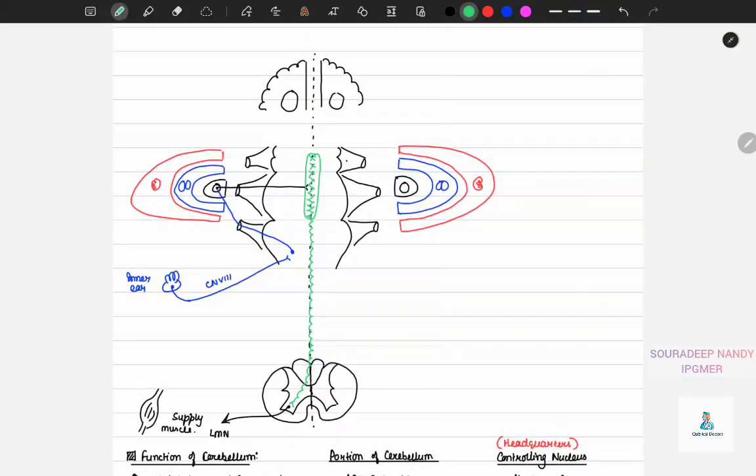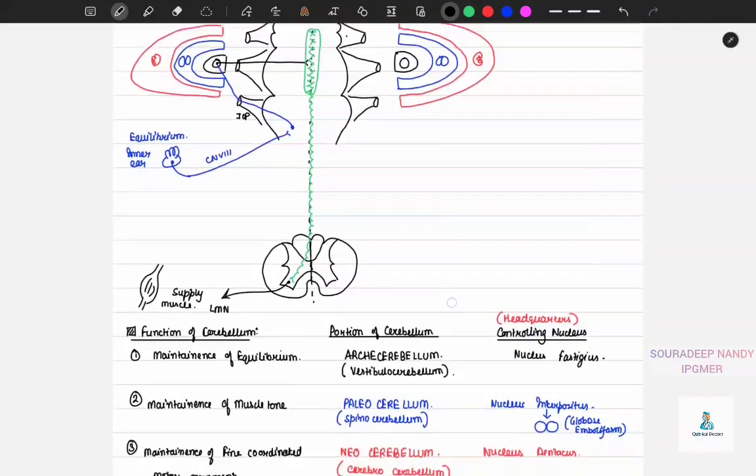Let us summarize. From the inner ear, equilibrium sensation is received. It is carried towards the vestibular nucleus in the medulla via the vestibulocochlear nerve. From the vestibular nucleus, the information is carried to the nucleus fastigius of the archicerebellum via the inferior cerebellar peduncle, and there the information is checked, and it then stimulates the reticular formation. From there, the reticulospinal tract relays over the lower motor neuron and makes the necessary adjustments by supplying the muscles responsible for postural changes. Okay, so maintenance of equilibrium is done.